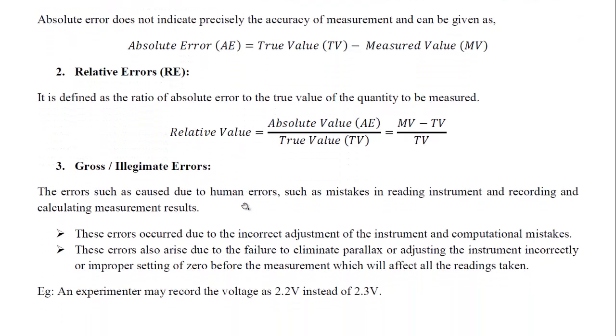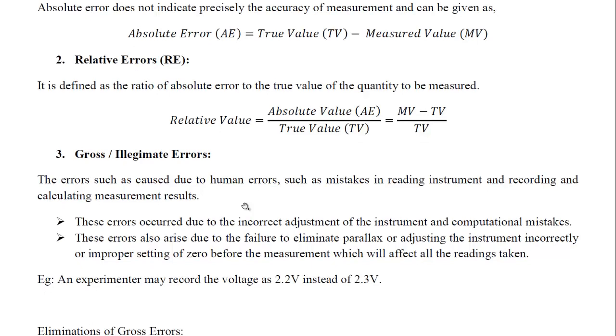Now the third one is gross error or illegitimate errors. These are the errors which arise due to human mistakes, such as improper measurement of the reading, for example human errors while measuring, that is checking the needle position.